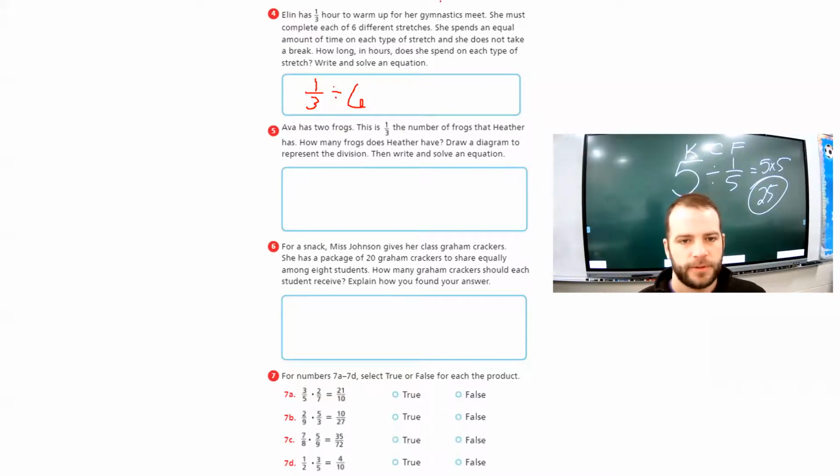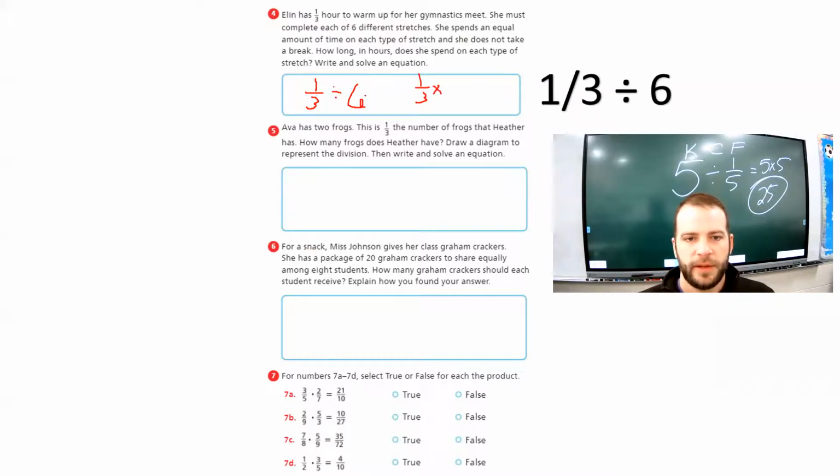Well, that answer, folks, is you got to use keep, change, flip. Keep 1/3, change the sign, and then flip it. And remember, putting a 1 under it is not flipping it. That's just seeing what it looks like before it's flipped. Putting a 1 under it just shows you 6 is 6 over 1. The reciprocal of it is 1/6. So 1/3 times 1/6 equals 1/18. You could spend 1/18 of an hour per each exercise.